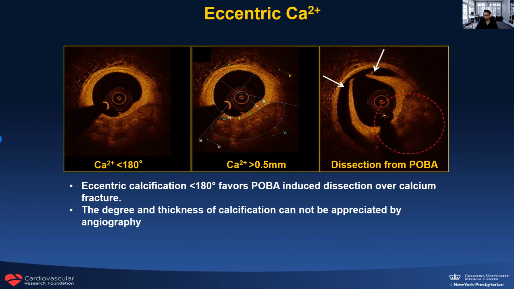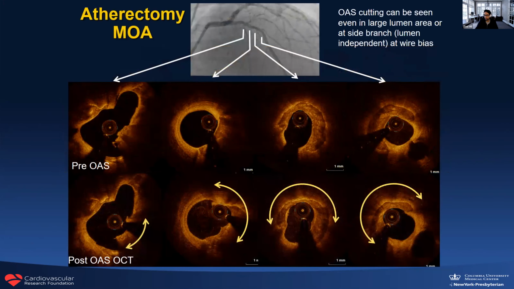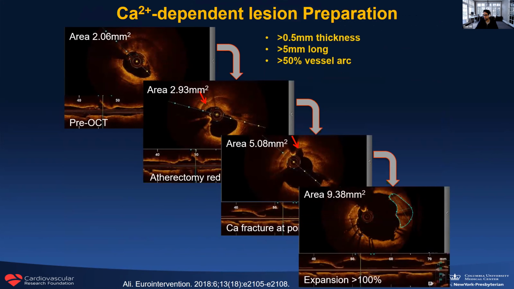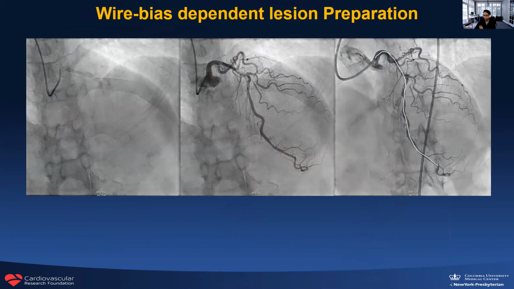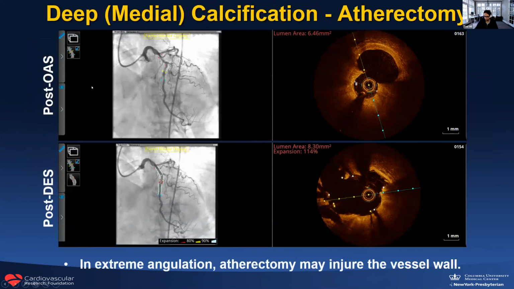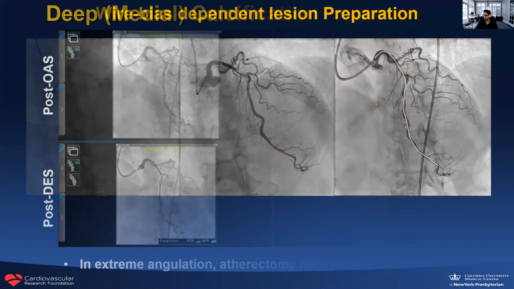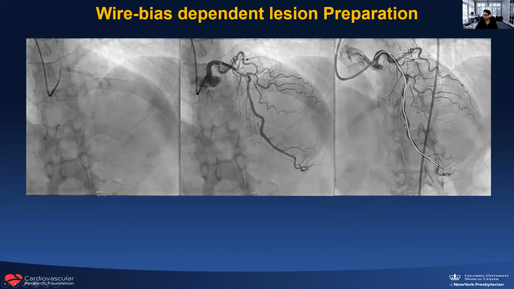Here, for example, you can see calcium fracture being performed. Now, here's this wire bias dependent lesion preparation that I wanted to talk to you about. You can see the tram tracking of calcification on this angiogram in front of you.